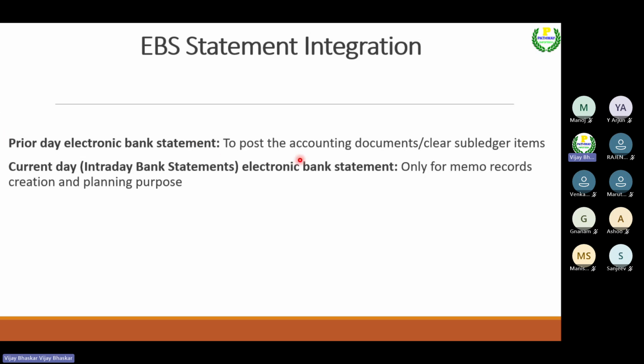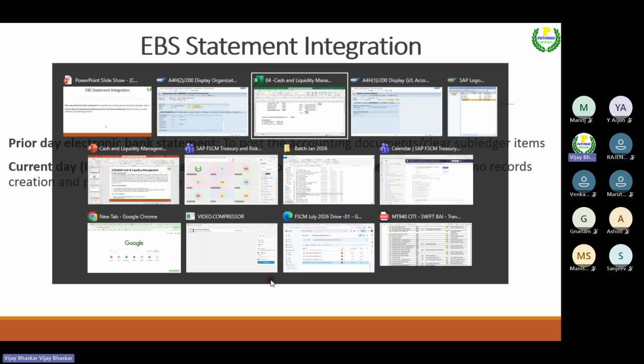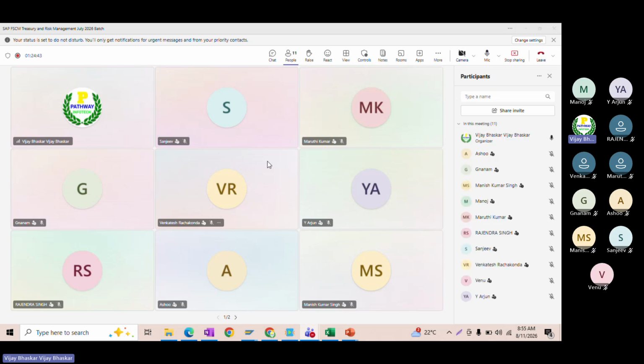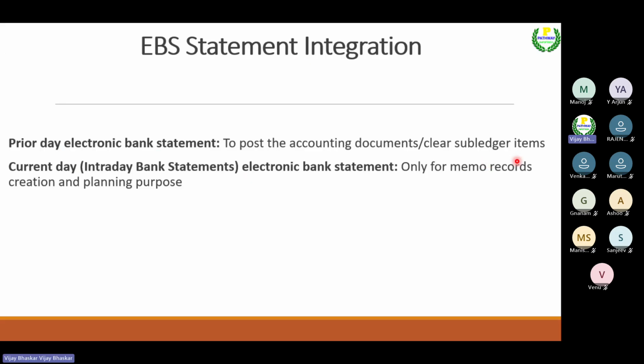With that, there could be accounting documents that get posted. Clearings might happen. Yesterday, what we have seen, right? Until yesterday, we have cleared a couple of vendor line items and customer line items also. How it was done: the prior day statement is used to post the accounting documents and clear the subledger items.